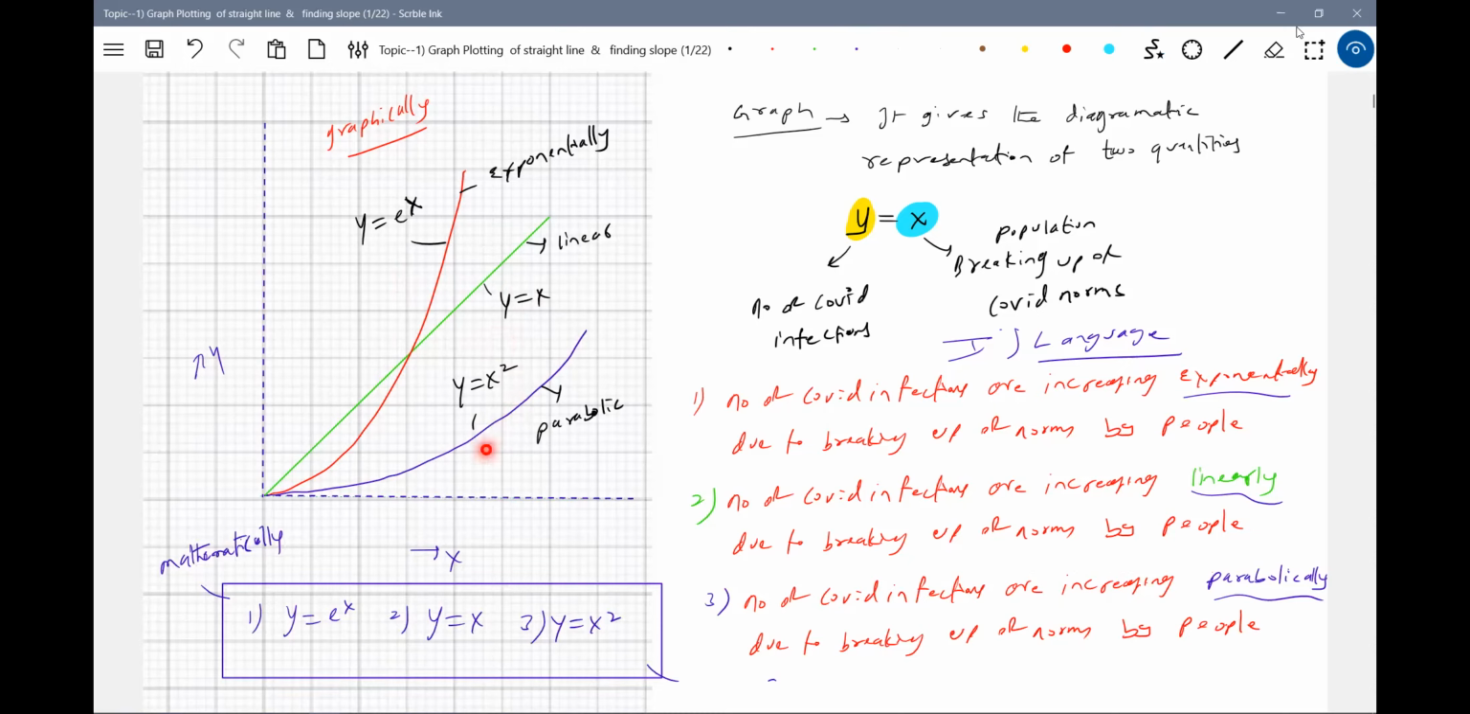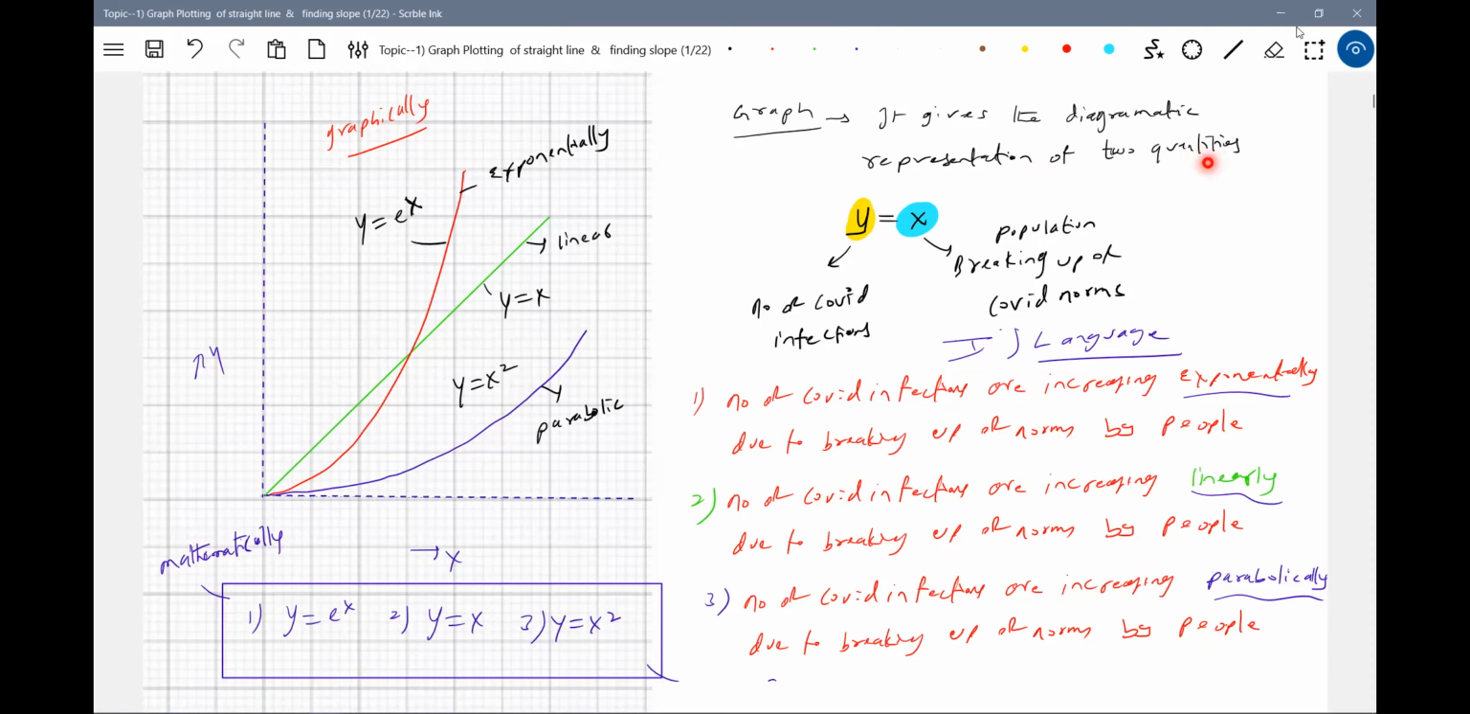Initially, the pandemic will be like this. And when the pandemic is at its peak, it will be like this. 1% breaks norms and it will infect 10 persons. At 100% breaking, the infection will be 10 initially. So these are the ways in which graphs become very important. Now I think you can see that this will be easier to represent the data. It gives the diagrammatic representation of two quantities, or the data, you can call.